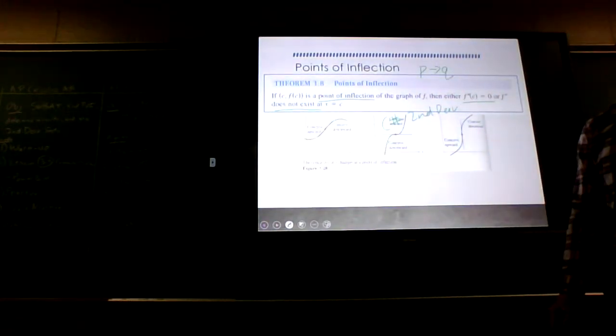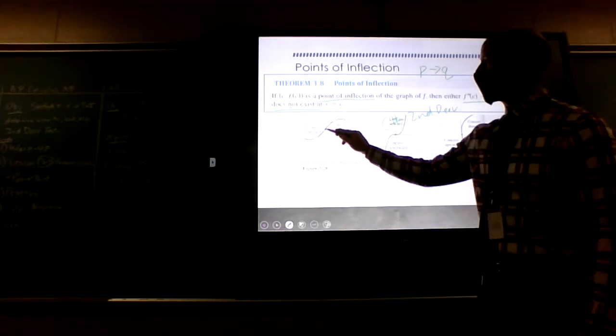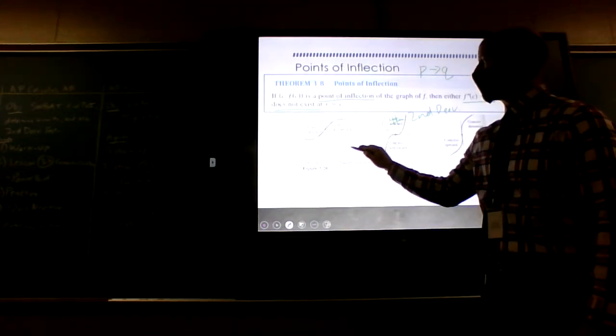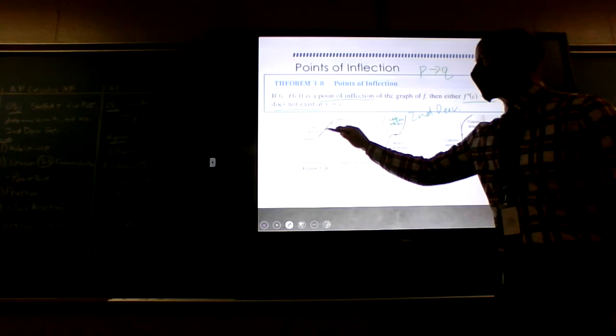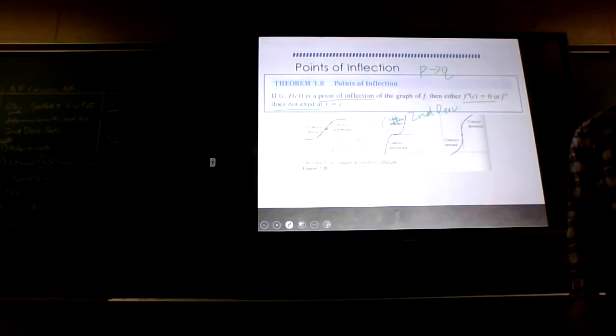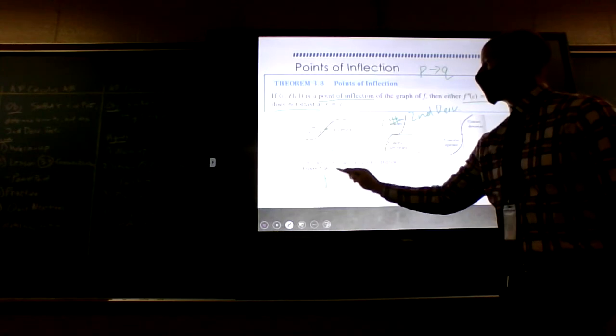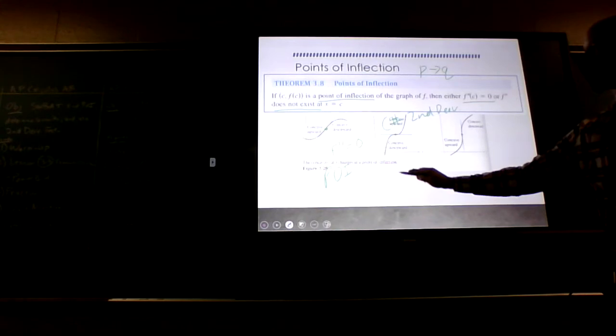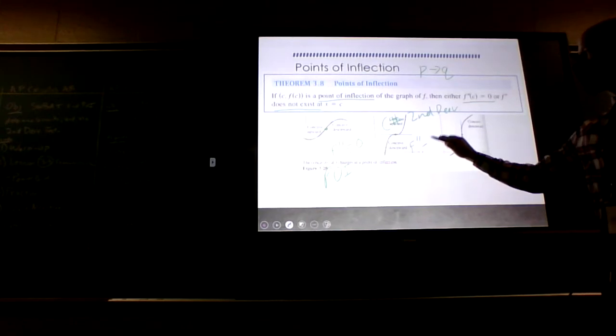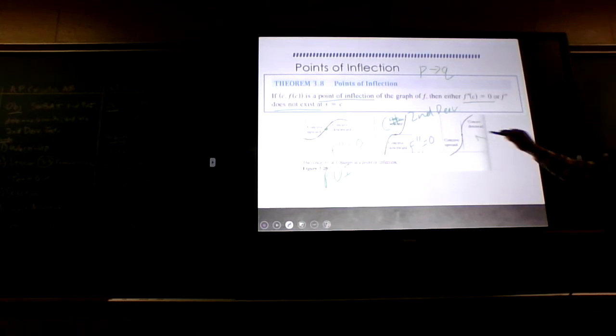Now, let's talk about points of inflection. This right here, it turns out that F double prime is equal to 0 at this point right here. And notice it's concave up to concave down. So guess what we call that? Point of inflection. Here's another example where F double prime is equal to 0. Anybody want to take a stab at what F double prime is in this last picture though?